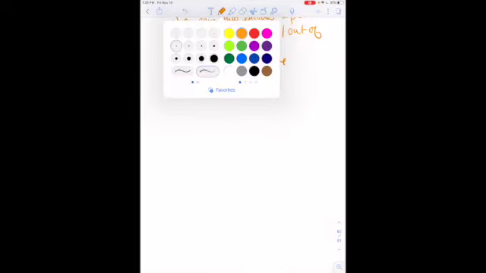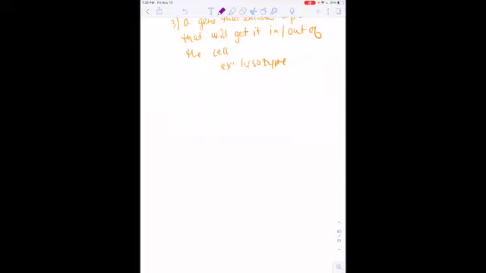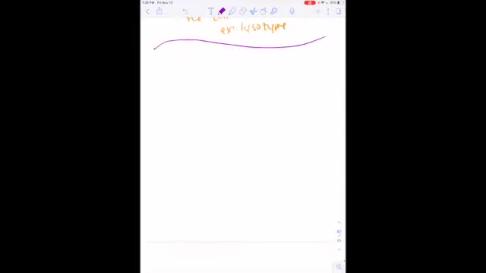And I need a different color. Something happy on this rainy day here. How about purple? I don't know. I guess that's a happy color.